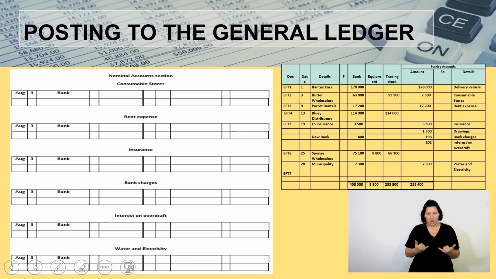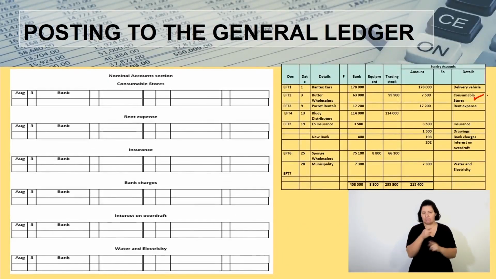We are now in the nominal accounts section, and the first account that we have is your consumable stores. Remember, consumable stores are expenses. These are expenses. So let's go and look for them. Here's my consumable stores. And how much is the consumables? 7,500. So I'm coming now to the debit side and I'm saying 7,500.